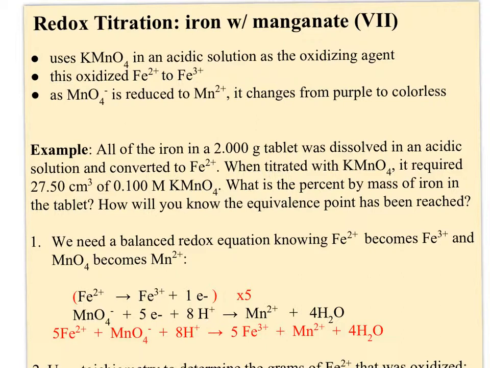For example, all the iron in a 2-gram tablet is dissolved in an acidic solution and converted to Fe2+. When titrated with the potassium permanganate, it required 27.5 centimeters cubed. I'm going to convert that to liters, 0.0275 liters of 0.1 molar KMnO4. They want to know the percent by mass of iron in the tablet, and also how will you know the equivalence point has been reached.